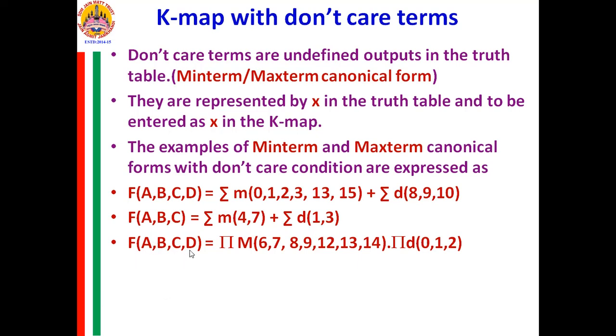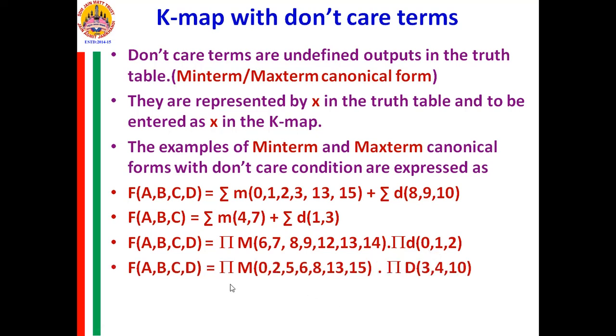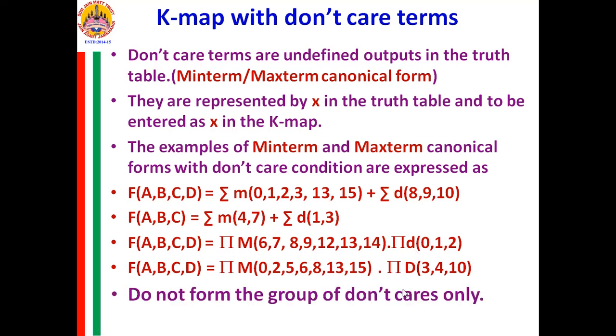So function A, B, C, D, if it is expressed in terms of max term and don't care, then it can be expressed in this way. The product of max terms for 6, 7, 8, 9, 12, 13, 14, the function evaluates to 0 and the don't cares are 0, 1, 2. So this is another example of product of max terms where it evaluates to 0 and these are the don't care conditions. The d should be used as a small d. Here by mistake I have used it as a capital D.